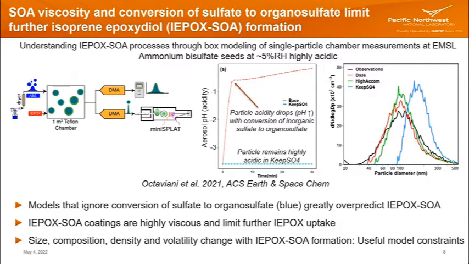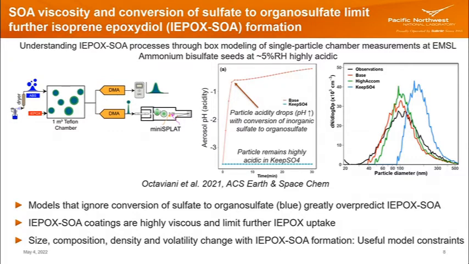It was measured both by a DMA, but also the mini splat was measuring single particle composition, density, and also volatility change. This was done both at dry conditions and wet conditions. So I'm showing the dry condition experiment here. This is 5% RH, but since it is ammonium bisulfate, it does not effloresce. So it always has some water content, even at 5% relative humidity, and it is highly acidic.